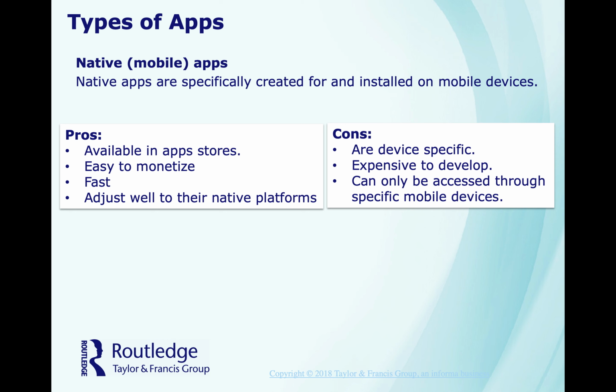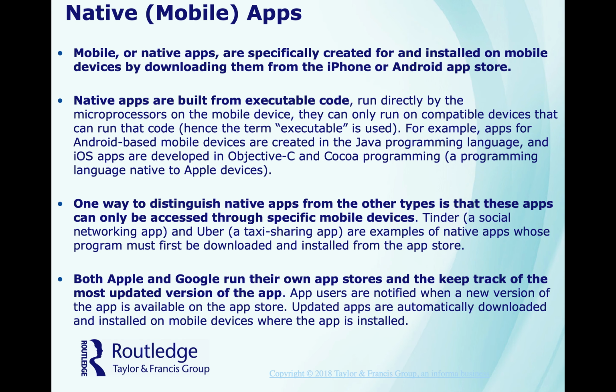I have tried to get some of my applications off my phone onto my computer. Instagram used to be really hard to operate. You couldn't actually do it on a desktop. You had to be on a mobile device. So some pros of this are it's available in app stores. They're easy to monetize. They're fast and they adjust well to their native platforms. But some cons are they're very device specific, like the old Instagram, expensive to develop, and they can only be accessed through mobile devices.